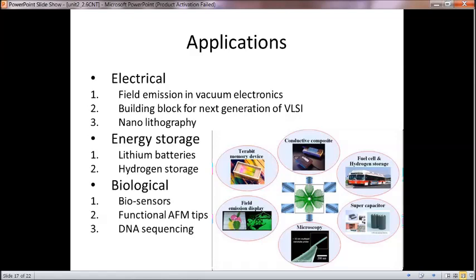So these are the examples, that is, this picture shows the examples. In electrical it is used as supercapacitors, field emission displays, and in terabit memory devices. In energy storage, conductive composites and fuel cell hydrogen storage have been used, and in biology, nanosensors have been used. So the biological applications are well elaborated in this PPT.